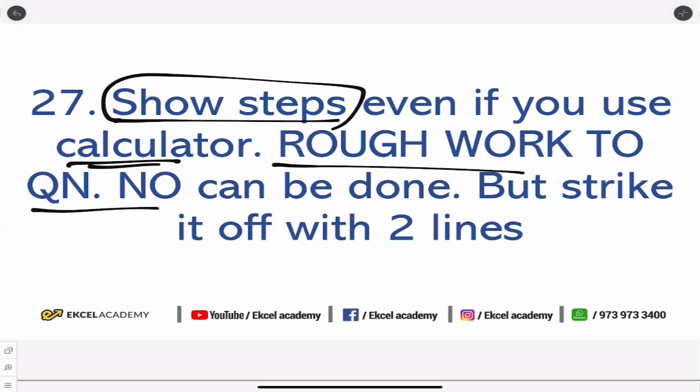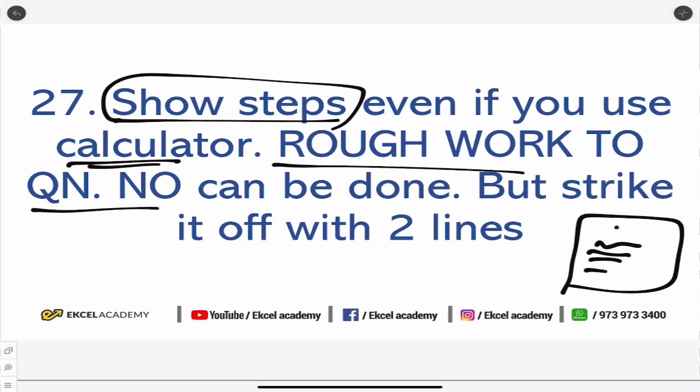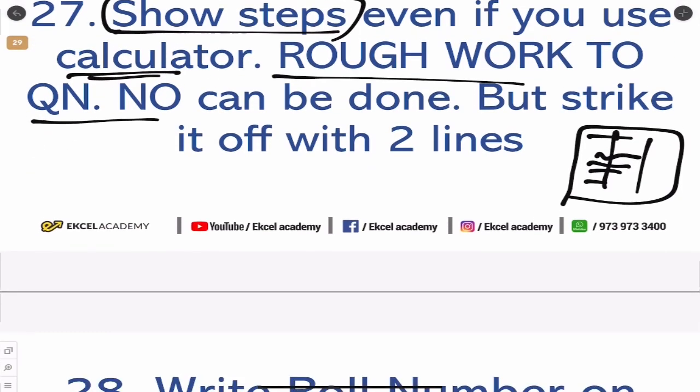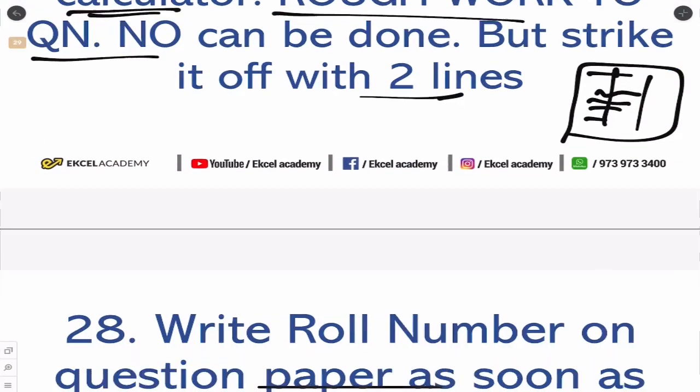You can have a rough work page, so in some papers, in the last page you can write "rough work to question number". So do all your rough work, whatever. In the end you can just cancel it like this, but they should know it is rough work, and you can strike it off with 2 parallel lines.